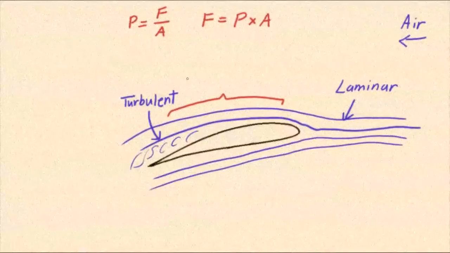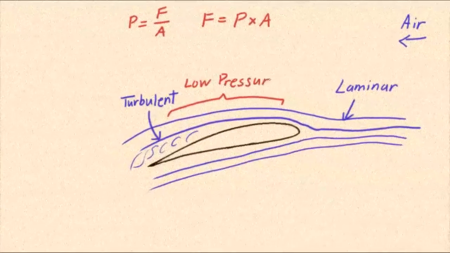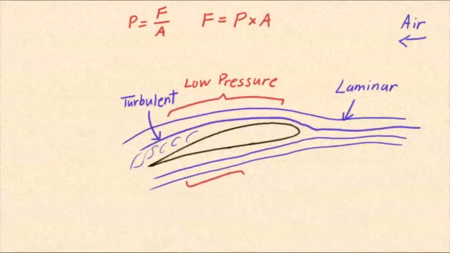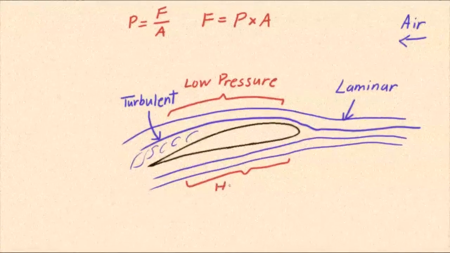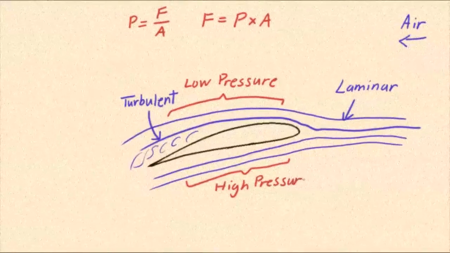The air travels faster above the wing, creating an area of low pressure. Conversely, slower air on the bottom of the wing creates a high pressure area. The airflow above the airfoil separates toward the back and creates turbulence, impacting lift and drag.